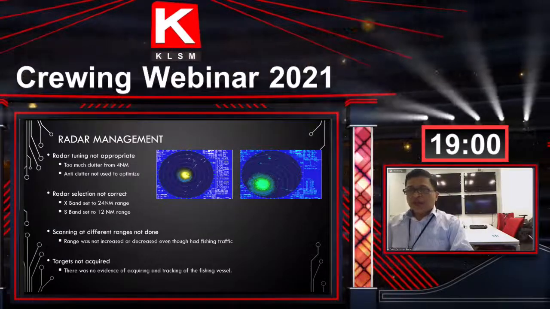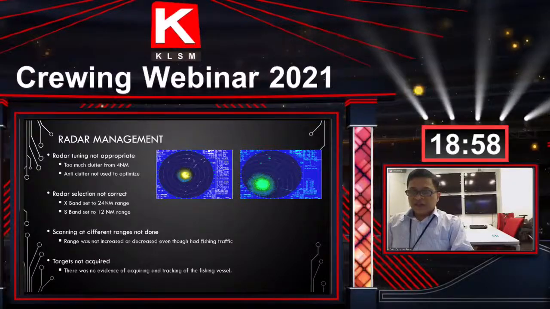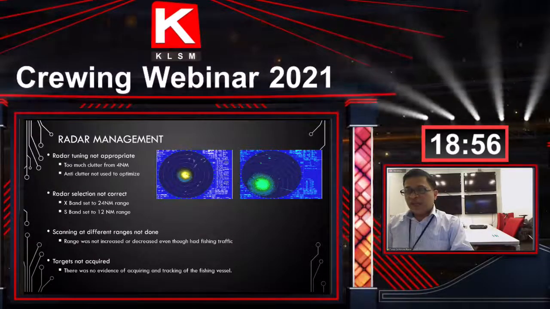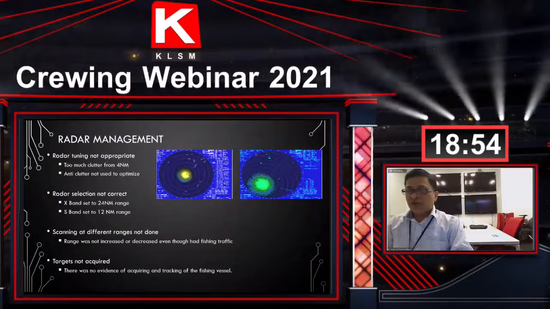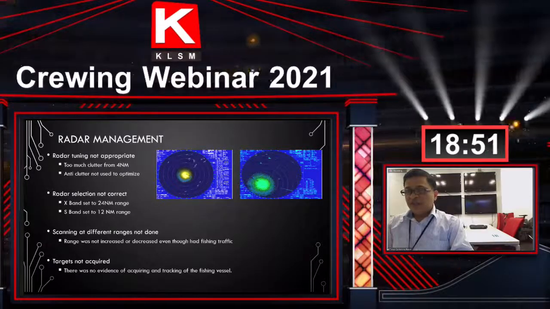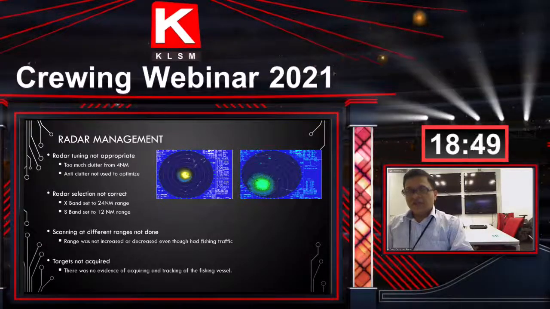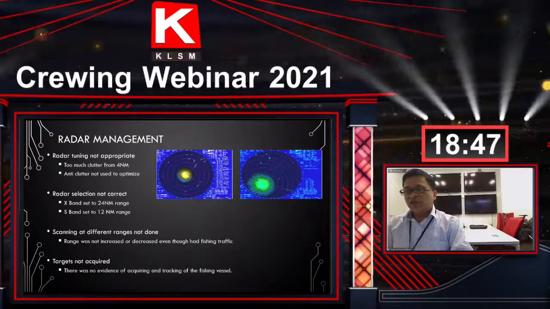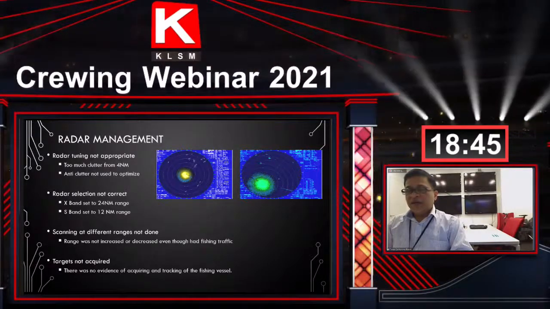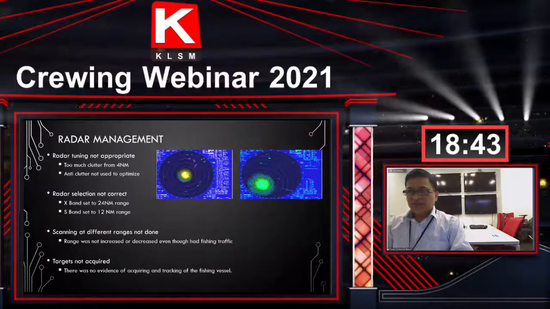Okay. So the next thing about the radar management was, as we know, we should tune our radars properly. But in this case, we found on the video that the radar was not tuned properly. There was too much clutter up to 4 nautical miles, and anti-clutter was not optimized.